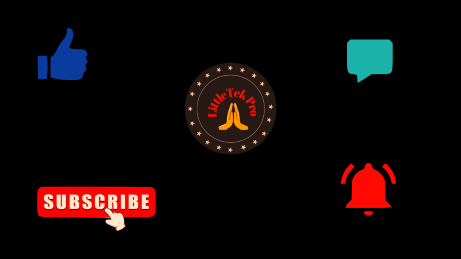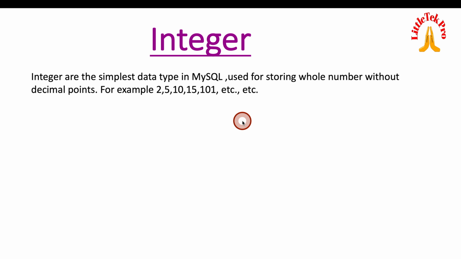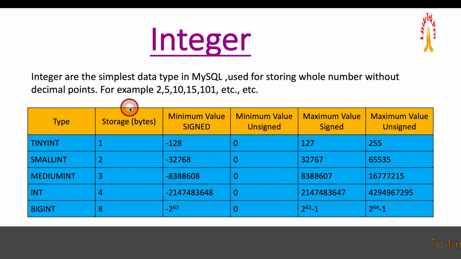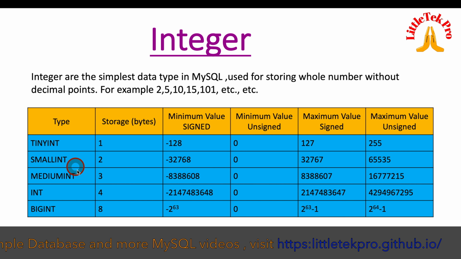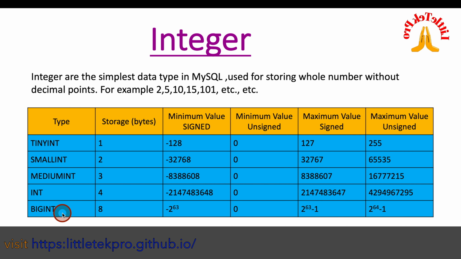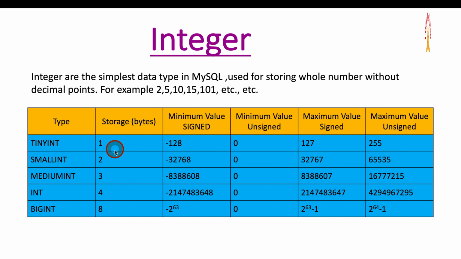So let's get started. Integer is a part of the numeric data type. Integer is the simplest data type in MySQL, used to store whole numbers without a decimal point, for example 2, 5, 10, 15. There are different types of integers: tiny int, small int, medium int, and big int. You can see the storage sizes: 1 byte, 2 bytes, 3 bytes, 4 bytes, and 8 bytes.